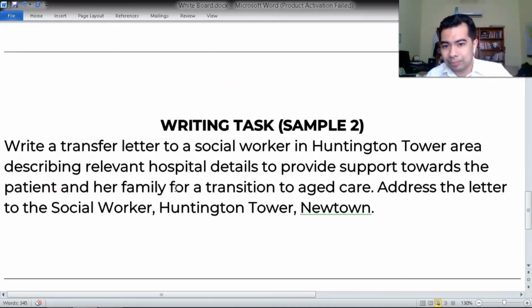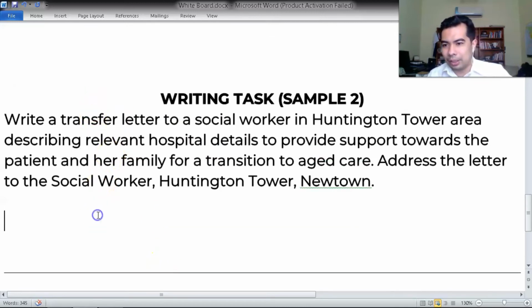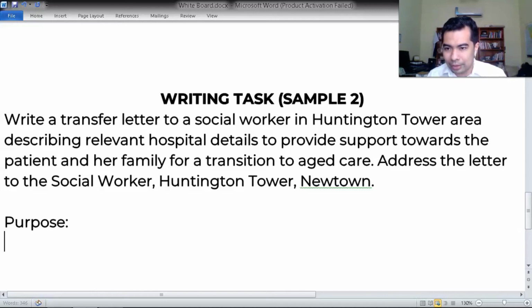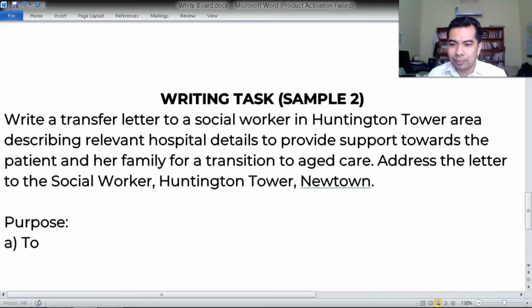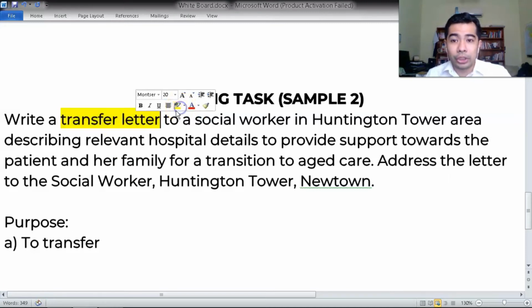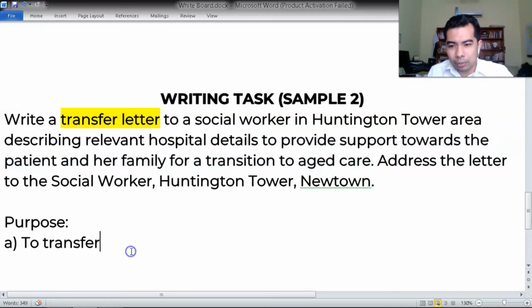Here's another sample. In this one, it says that we're going to write a transfer letter. So, okay, with that, the student might think the purpose is to transfer. But once again, you have to ask yourself, does to transfer give the receiver an idea of what he or she needs to do? In this case, the social worker. Now, it says here that we're going to be describing relevant hospital details to provide support towards the patient and her family for a transition to aged care. And that's the other option we can go with.